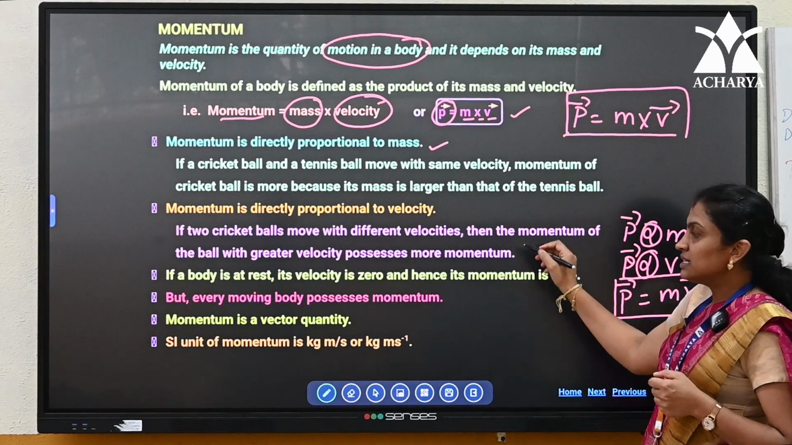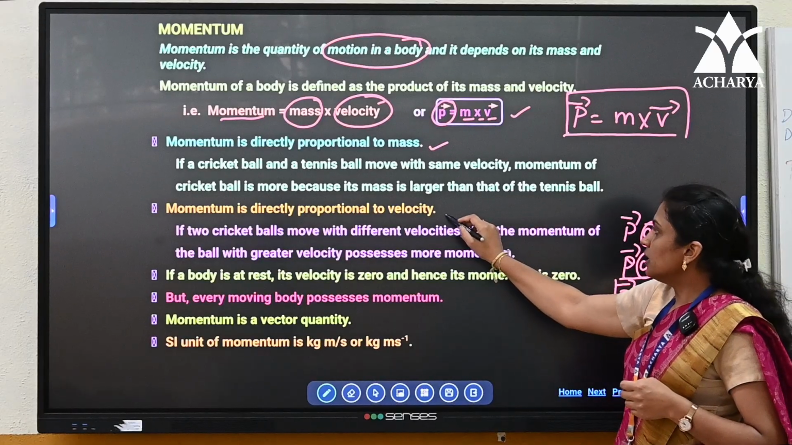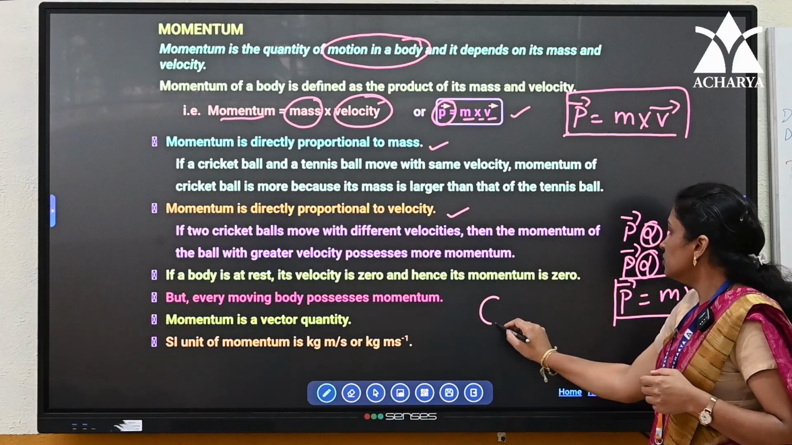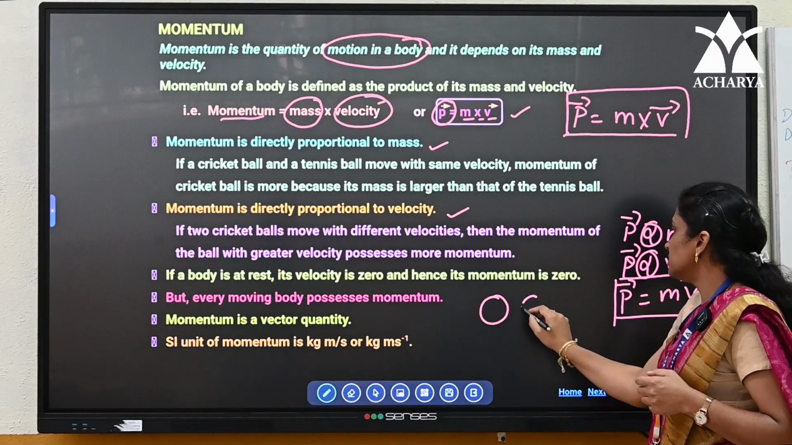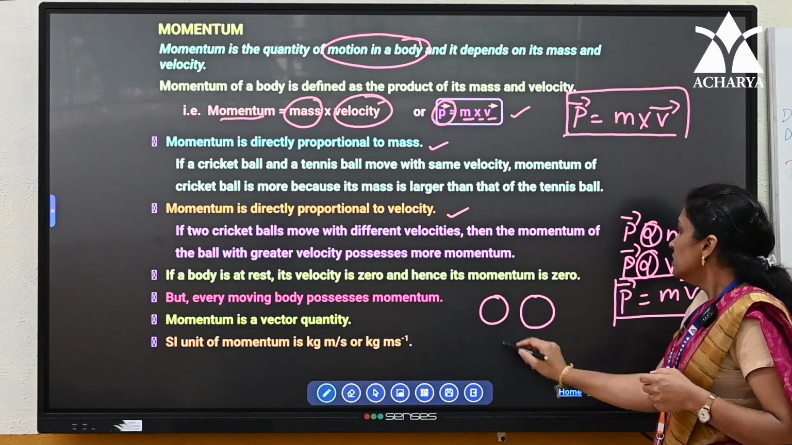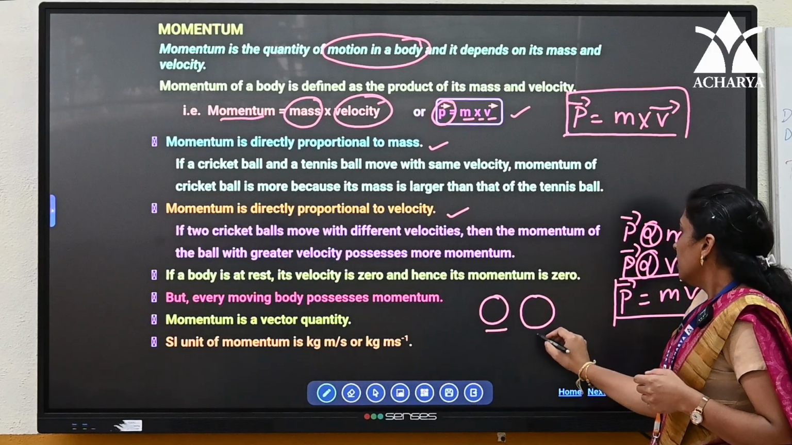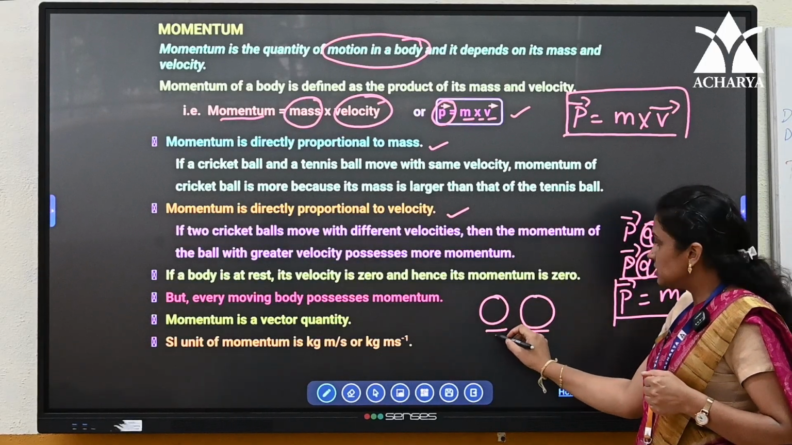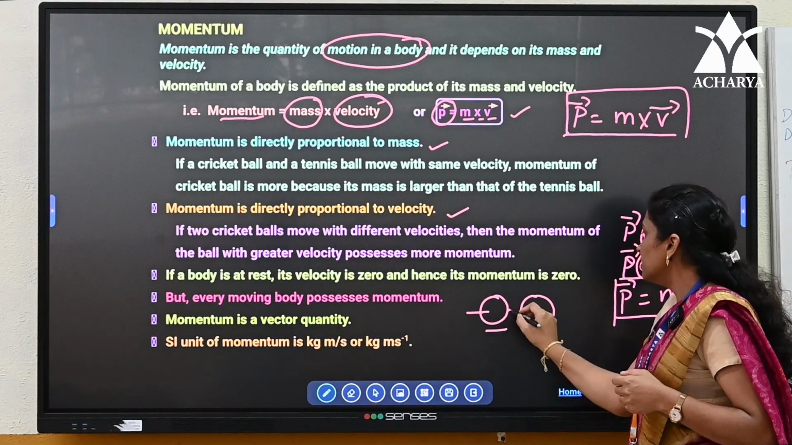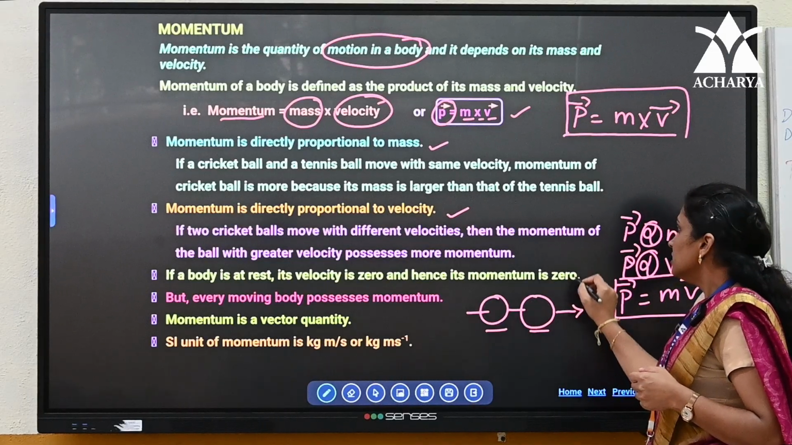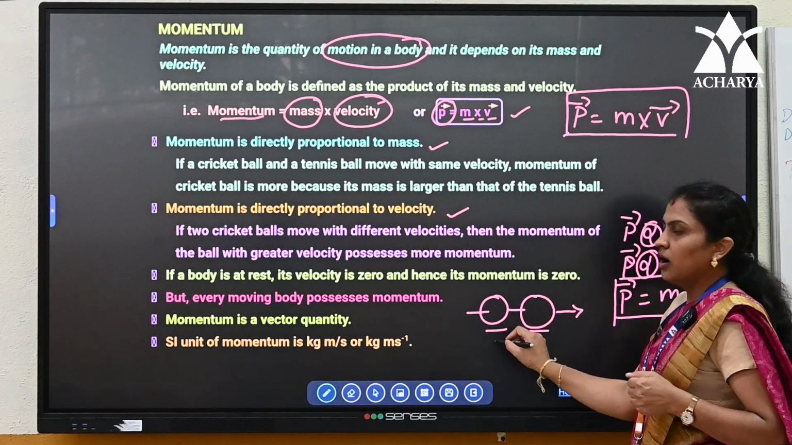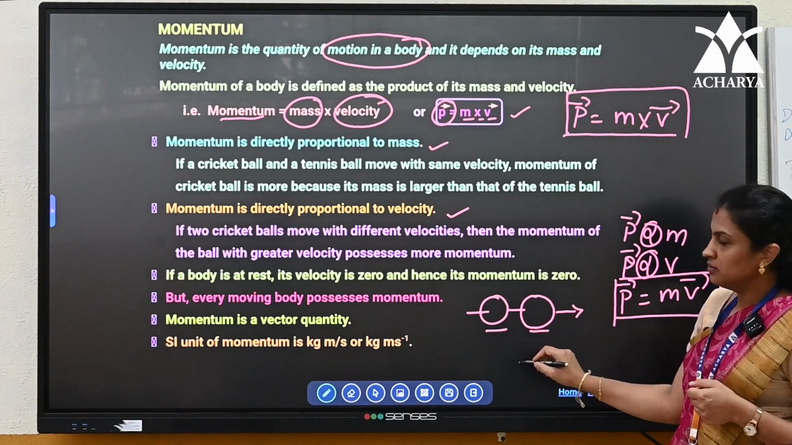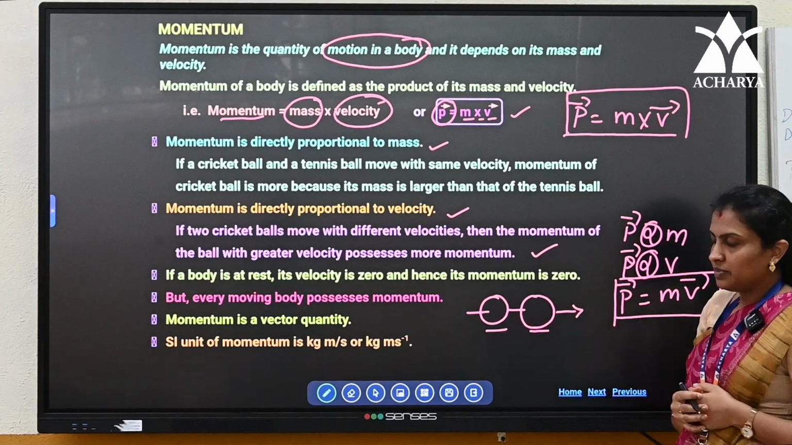For example, when it is directly proportional to the velocity, the cricket ball moves with a different velocity. You just look at this example. So this is a tennis ball and this is a cricket ball. Suppose I apply a force on these balls, they will move with different velocities. Then the ball with a greater velocity possesses more momentum. So this is one of the examples.